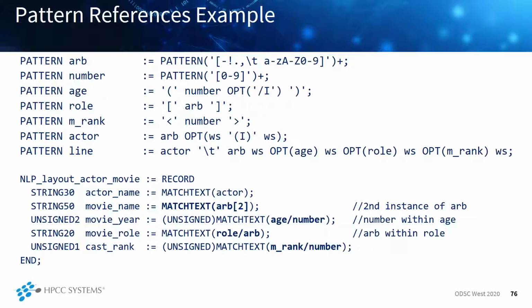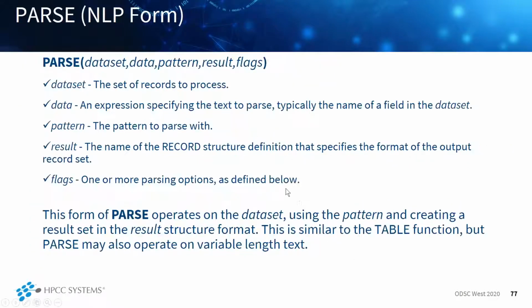Okay? Now the parse function is the third part of the trilogy. You've got your parse patterns, you've got your output record structure functions that we looked at, and now here's the parse function. What data set are you reading? What field in that data set do you want to parse? What pattern are you looking for? And what is the record result?